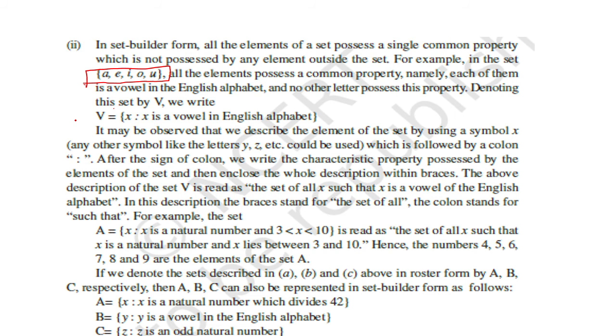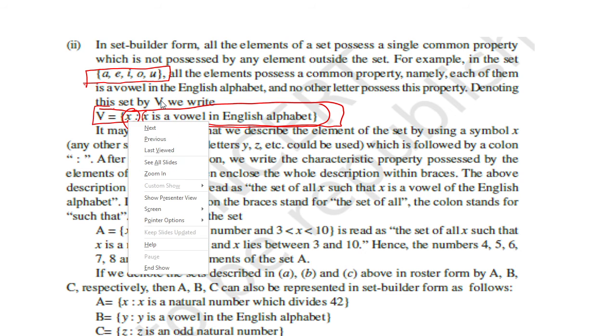Okay, this set V will contain an element named X. The element has a property. This is the format. What it is saying is that this set has an element X. I don't know what the element is.